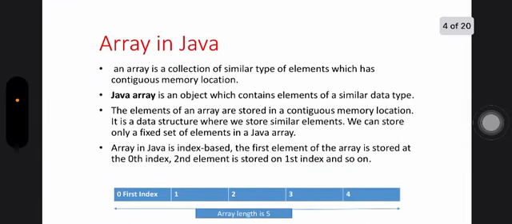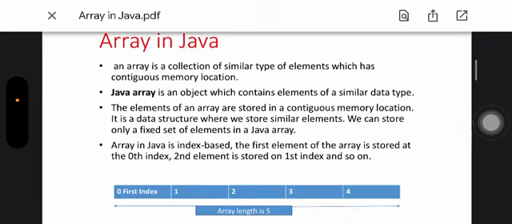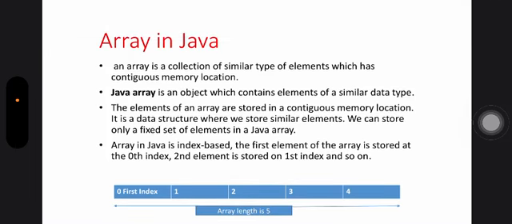Array in Java. An array is a collection of similar types of elements which has a continuous memory location. A Java array is an object that contains elements of a similar data type. The elements of an array are stored in a continuous memory location format, which is also a data structure that stores similar element values. We can only store a fixed set of elements in a Java array.